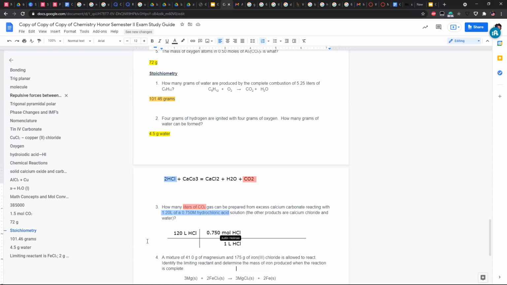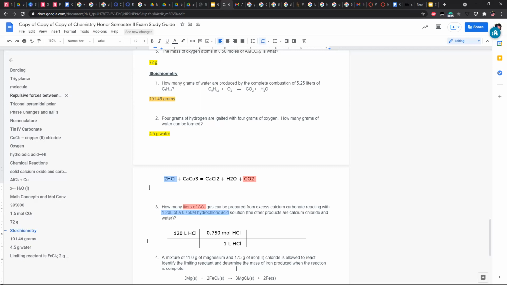So the molarity just becomes another conversion factor. So we have liters of HCl canceling with liters of HCl on the bottom. So our unit left over would be moles of hydrochloric acid. So what we need to do is convert moles of hydrochloric acid to moles of carbon dioxide, and then when we have moles of carbon dioxide, we can convert that into liters of carbon dioxide.